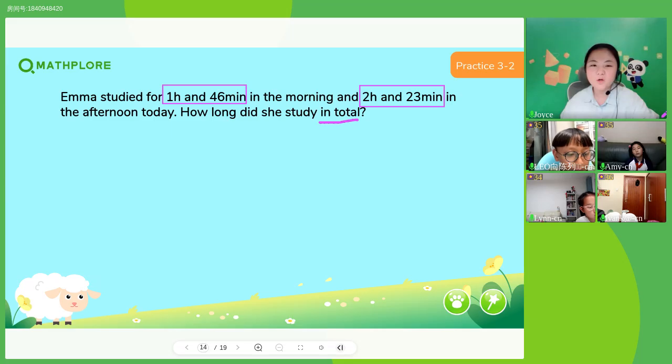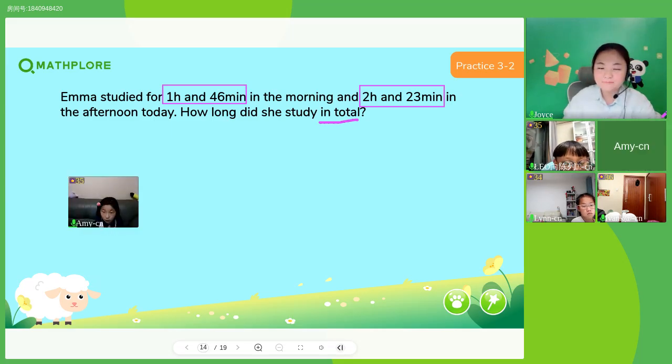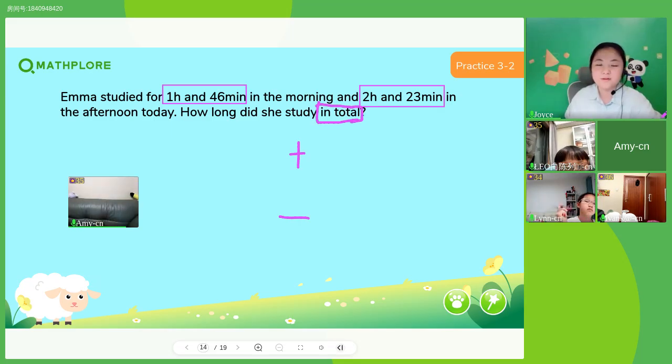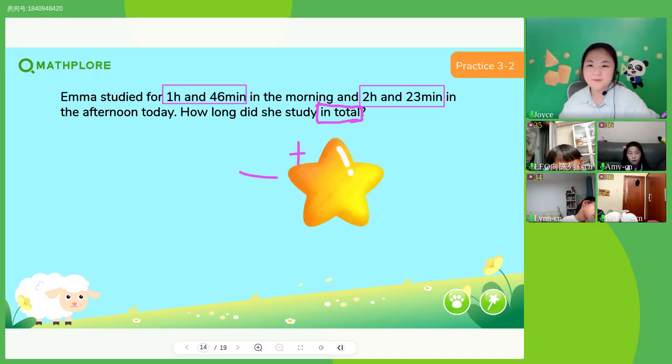So Amy, in total, that means do we need to plus them or minus them? Do we use plus or minus? In total, minus. Be careful. In total, it means we need to plus them all together. Clear? We use plus, not minus. Okay? It's okay, Amy, to remember that, please.